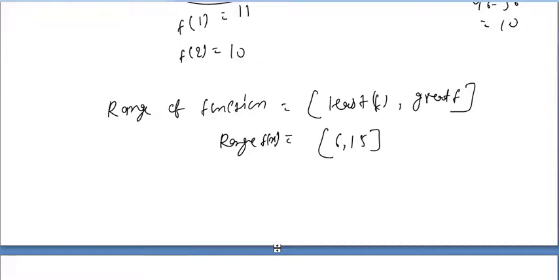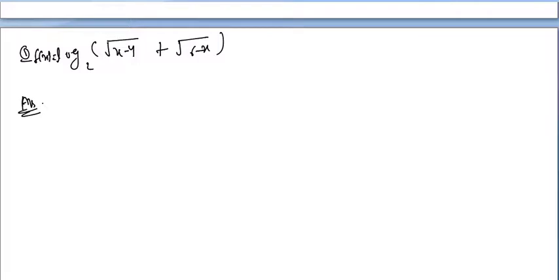And suppose I have a next problem. Let's suppose the function is f(x) equal to log of base 2 of the square root of x minus 4 plus the square root of 6 minus x. And how do we find the range of this function? Apply the same concept. Let's first check the domain.